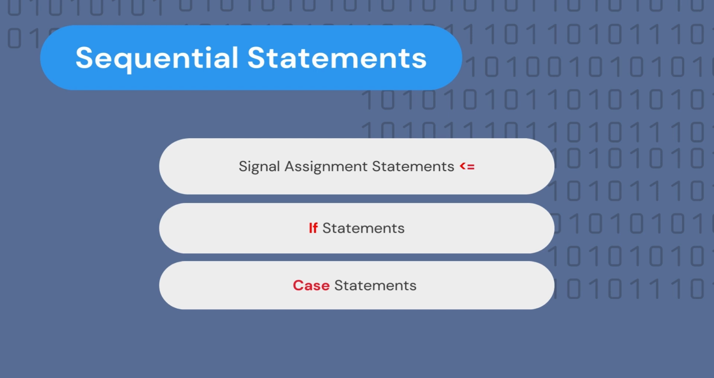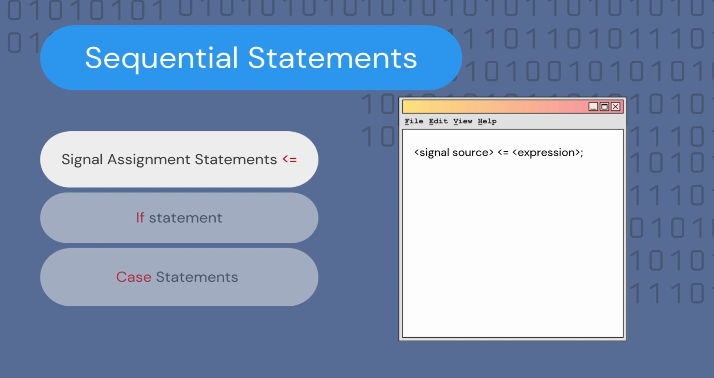So, what are the different types of sequential statements that we can define or put within the body of the process? We have the signal assignment statement, which is very similar to the concurrent signal assignment because of the signal assignment operator. Then we have the if statements and the case statement. So let's observe the first statement, which is the signal assignment statement.